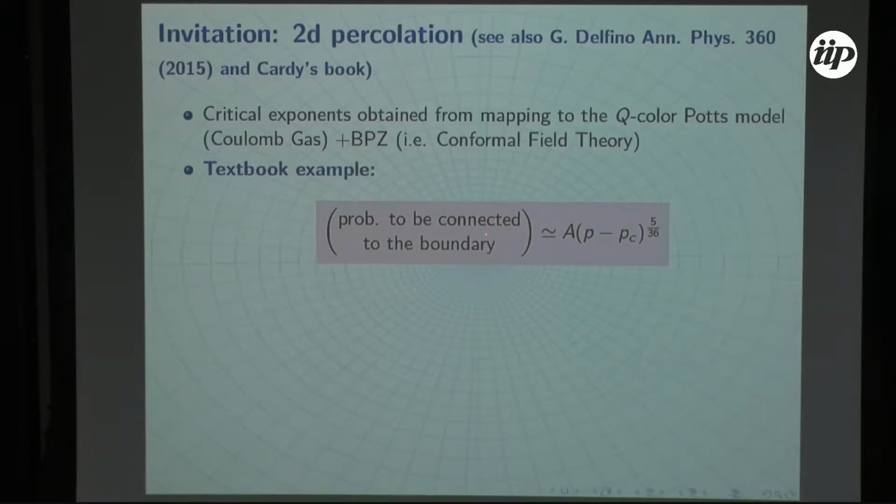For example, the probability for a point to be connected to the boundary, like in the example which I was showing before, vanishes for P equal PC with an exponent which is 5 over 36. And this you can get from field theory. There is a heuristic way to get this exponent.